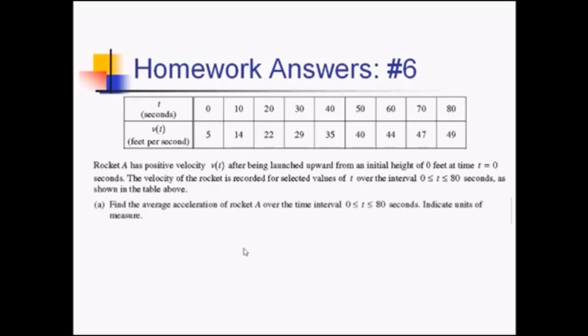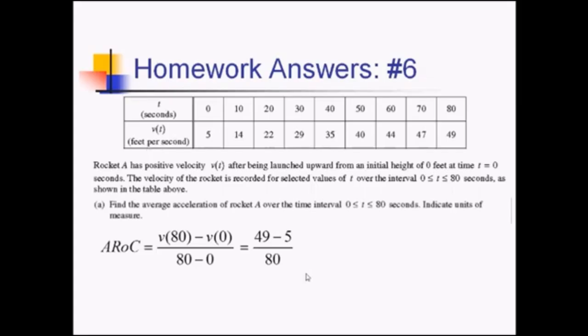So before we actually plug in specific values, I'm going to write v of 80 minus v of 0 over 80 minus 0. And I'm doing this because I want to show the reader where the values that I'm about to plug in here are coming from. So now that I've done that, I can write in 49 minus 5 over 80 minus 0. And you could stick on units of measure, which is going to be feet per second squared, and actually be done.